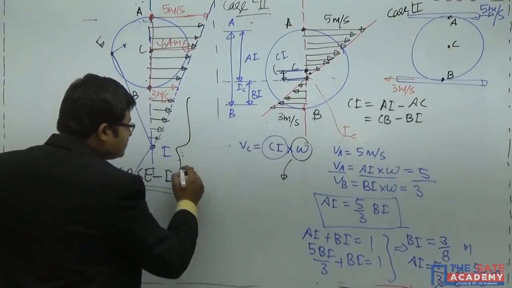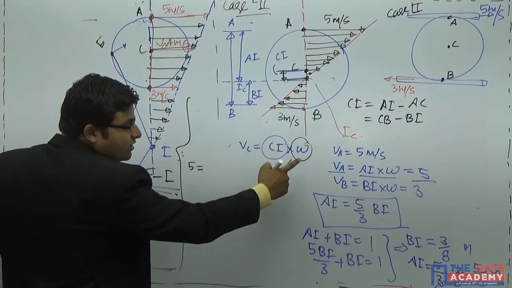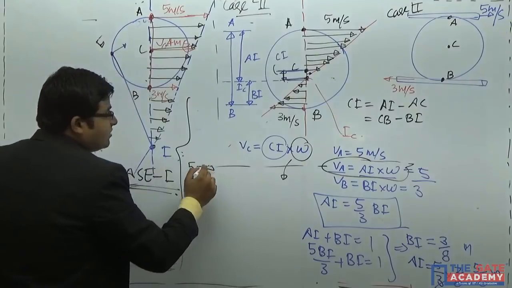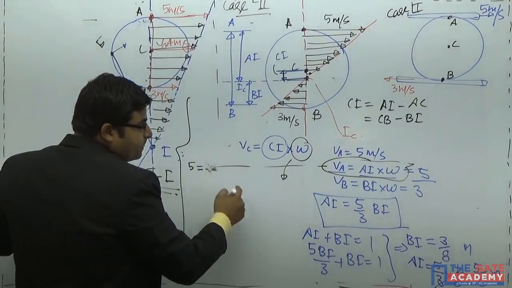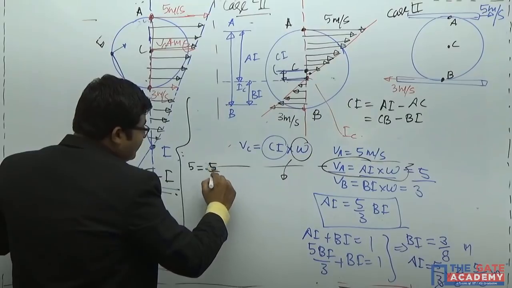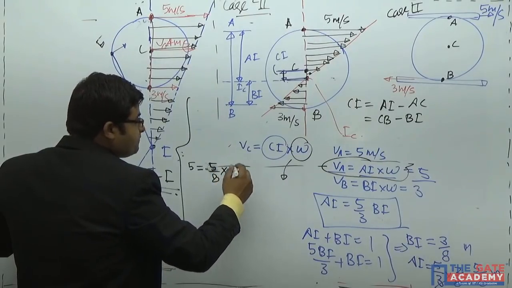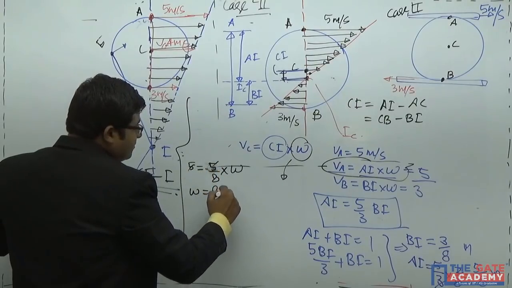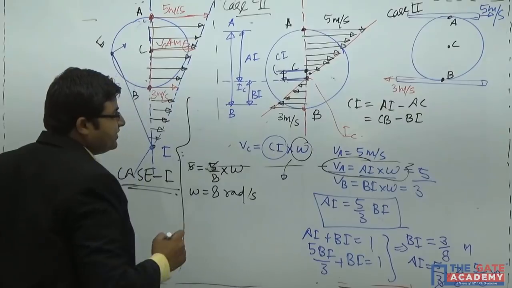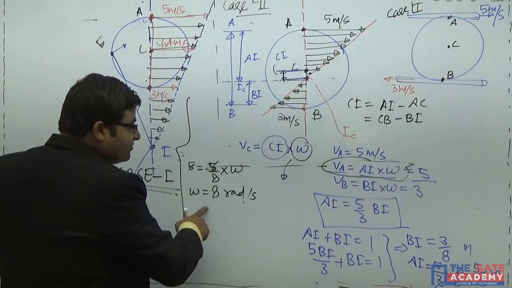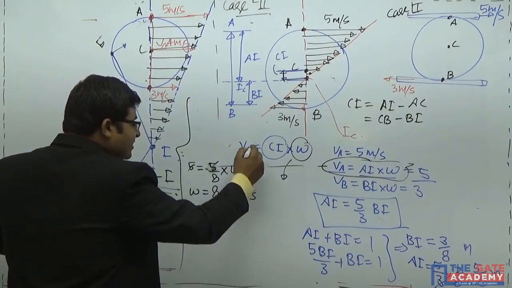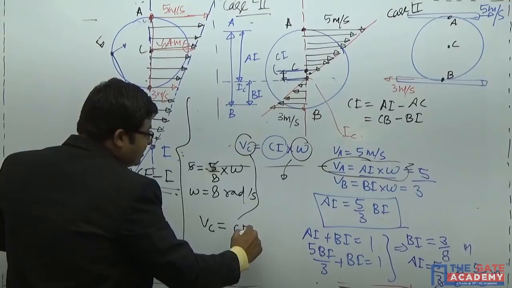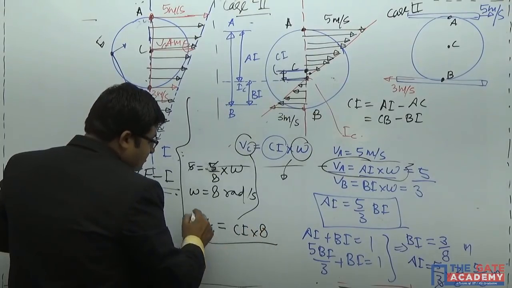For this omega, we can put the values in previous equations, like this: 5 is equals to Ai, that is nothing but 5 by 8 into omega. So omega will be nothing but 8 radians per second. And if this omega is 8, now we can easily determine this velocity at point C. It will be nothing but Ci multiplied by 8.